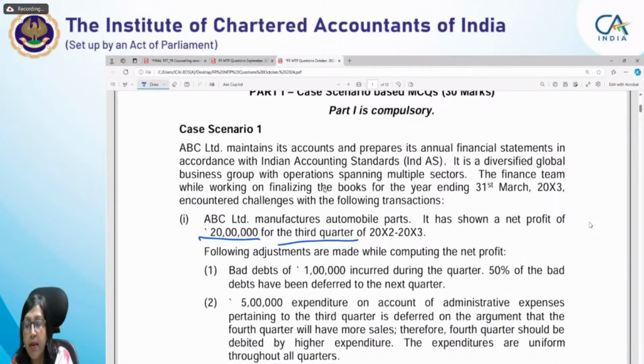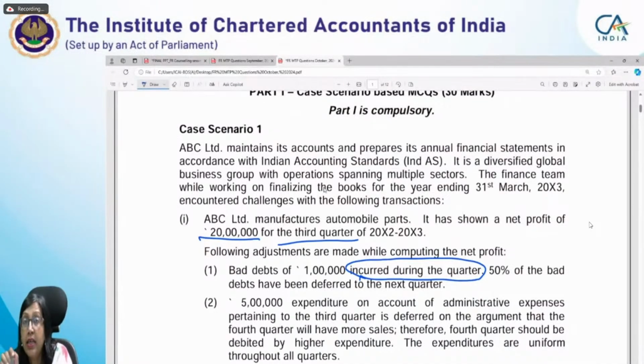Following adjustments are made while computing the net profit. Bad debts of 1 lakh incurred during the quarter. During the quarter means during the third quarter. 50% of the bad debts have been deferred to the next quarter. However, Ind AS 34 is very clear about this. Any expenditure incurred in any quarter should be charged in that particular quarter itself.